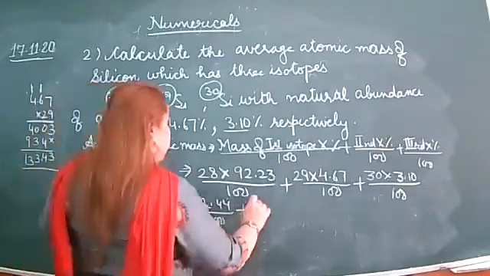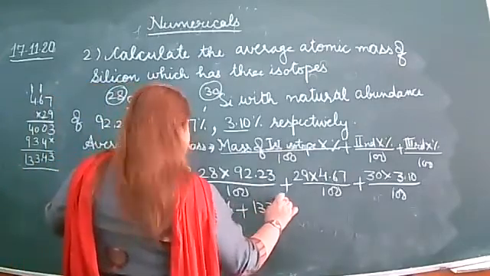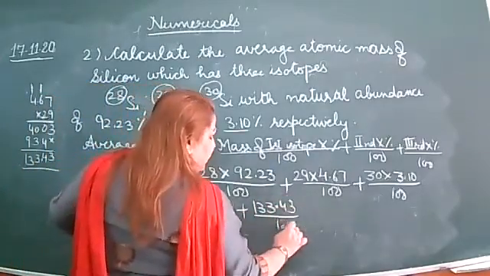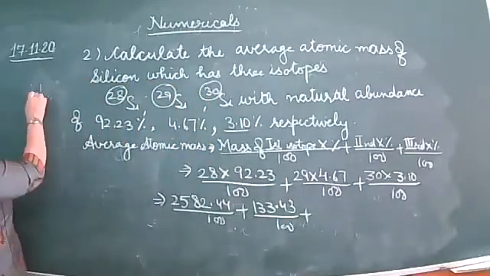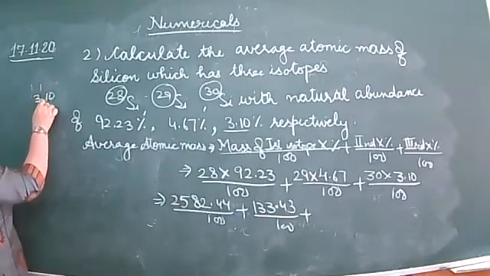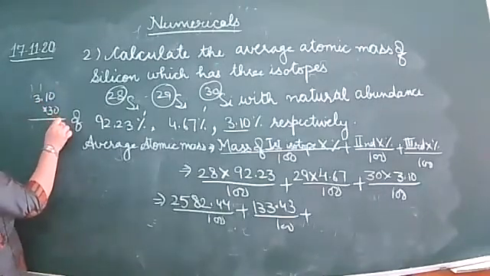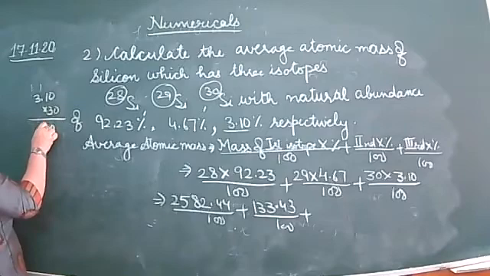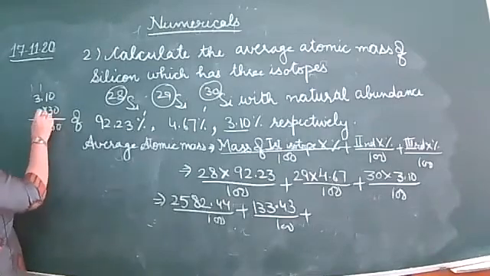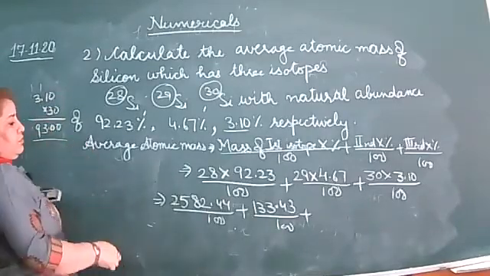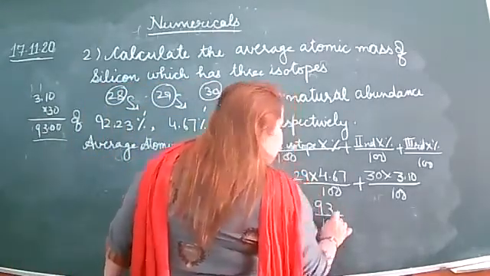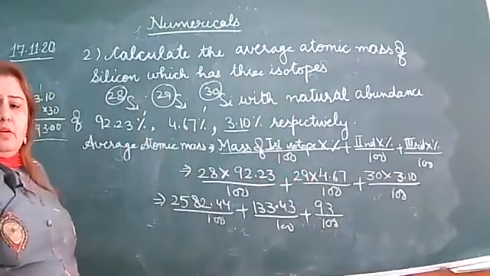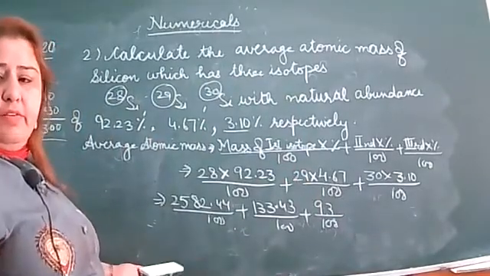This will become 133.43 divided by 100 plus 3.10 multiply 30. Add all these terms, and what will it become?